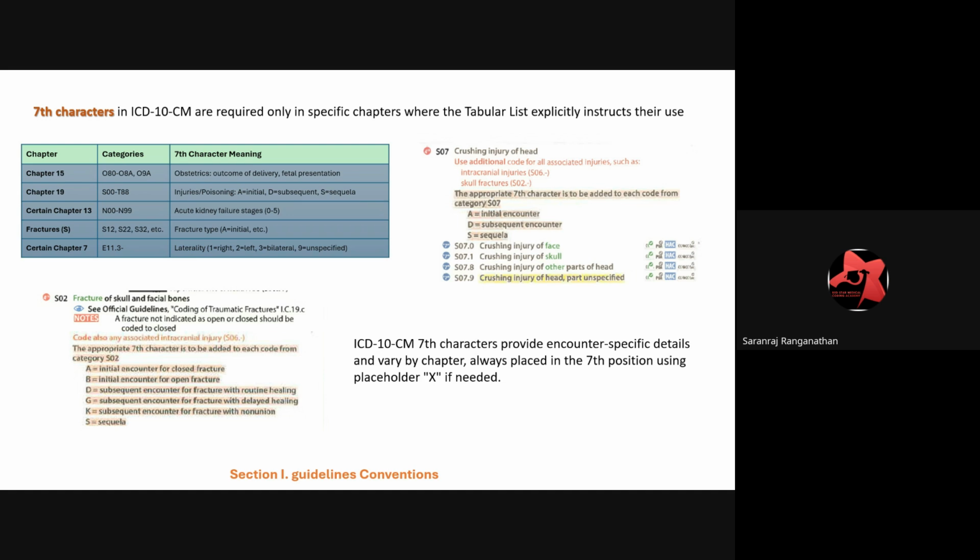The seventh character can be A, B, C, D, G, S, K, H. G also it may go. Sometimes it will end up with A, D, S also. Always it will be ending with the blue color. Remember that. That is the use of the seventh character in the tabular list.